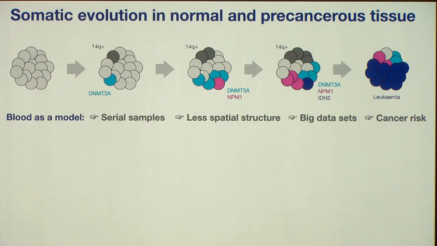And blood is a rather nice model for this because you have access to samples where you can actually watch this process unfold. So you do have, as I'll say in a minute, rather amazing serial samples. There's less spatial structure. I wouldn't claim that there's none. And there are already quite huge data sets generated from blood that give you an insight into this process.